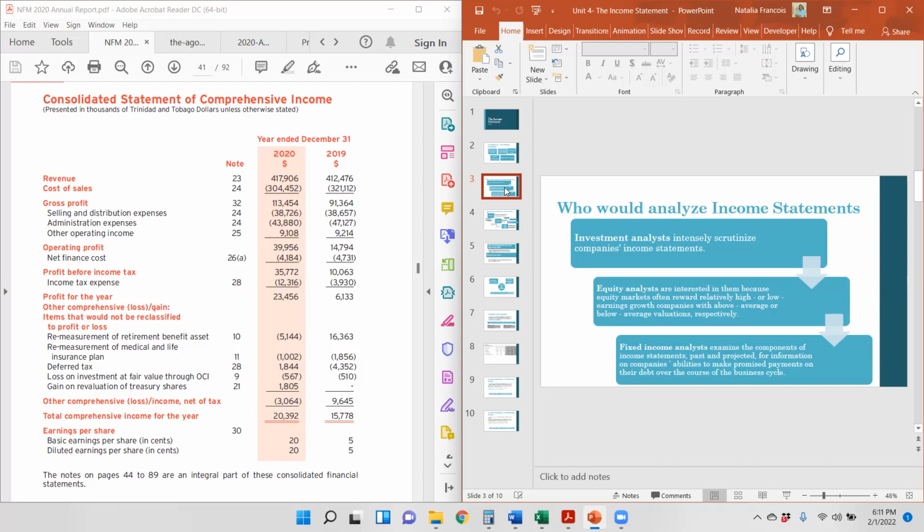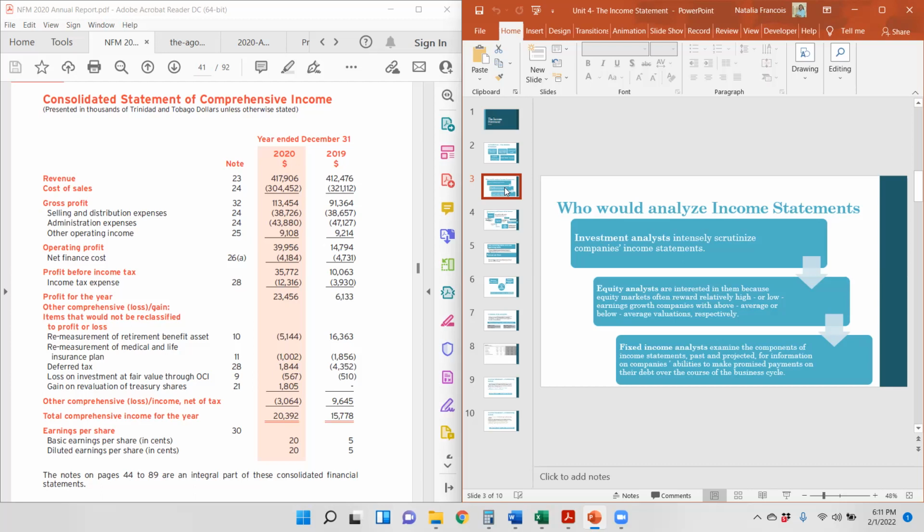A fixed income analyst examines the components of the income statement, past and projected, for information on the company's ability to make promised payments. So these are banks or the companies that give loans. They look at the company's income statement.